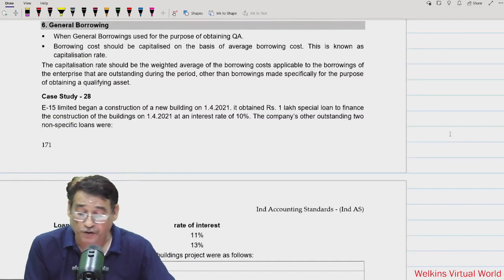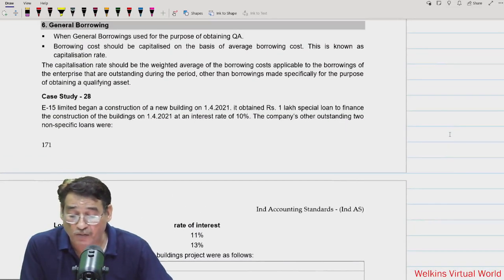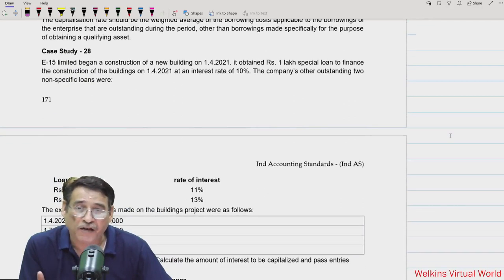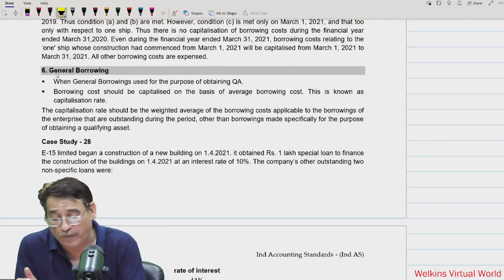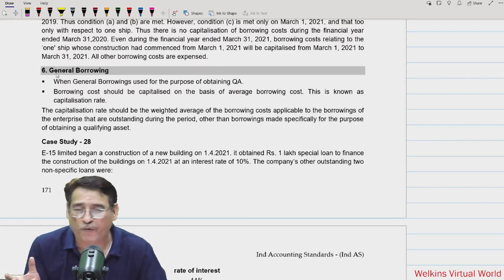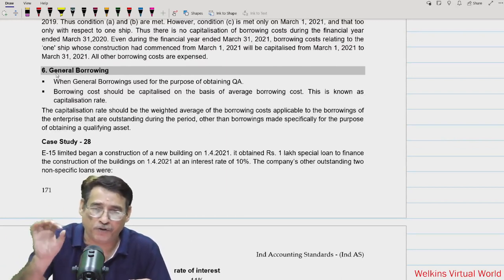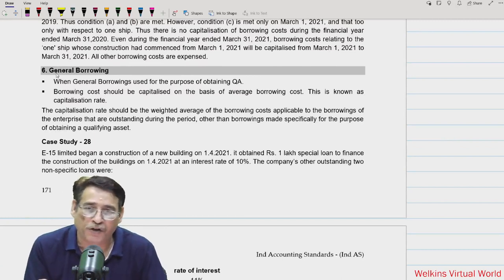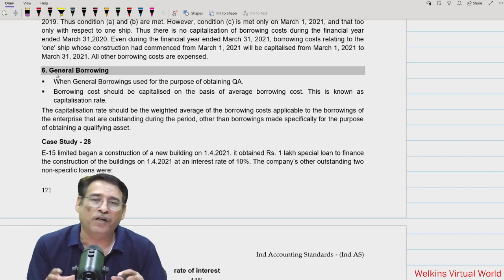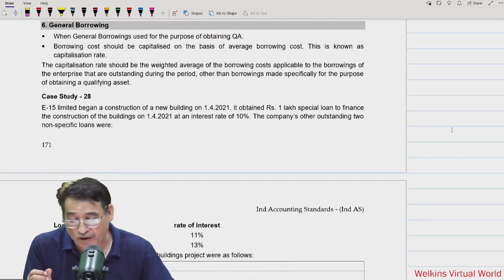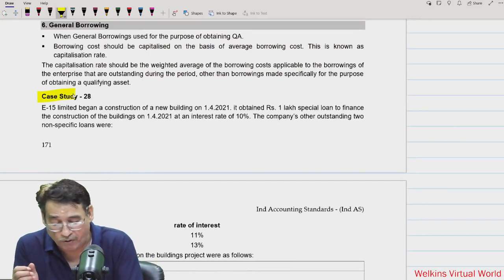Now we come to the next topic, that is general borrowing. Lots of questions have been asked from this particular topic. What do we mean by general borrowing? There is specific borrowing, which means we take the loan particularly for the purpose of acquisition, construction or production of an asset. However, general borrowings means we have taken it for some general purpose. General borrowings are also known as non-specific borrowings. You will understand it when we go through our question.